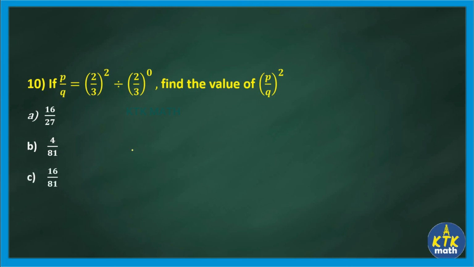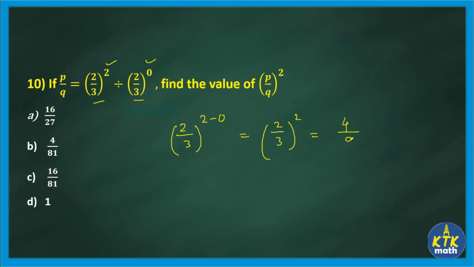Now question number 10. Take a look here. In this case also you have the same base and different powers. So we are going to use the subtraction rule for the powers. So it is going to be 2 by 3, the whole power 2 minus 0. It is nothing but 2 by 3 whole square only. So what is the value now? 4 by 9 is the value. 2 square is 4, 3 square is 9.